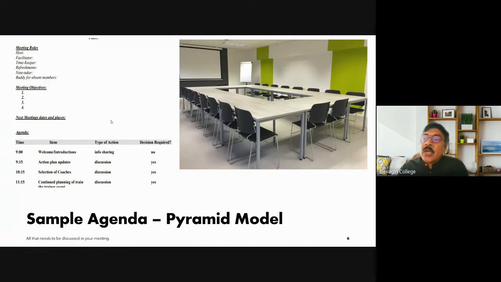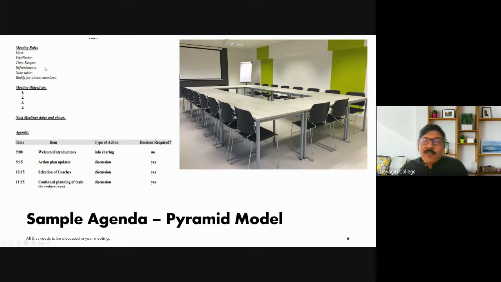So this is a small agenda. It's called the pyramid model. Now, in the pyramid model, you'll see that certain people have certain roles. These are for big meetings, for company meetings. In the department, we do not have such things. But at the same time, you will have a host, you will have a facilitator. But here we'll have only a facilitator, which would be me. Then there would be a timekeeper. Of course, here I keep to the timings.